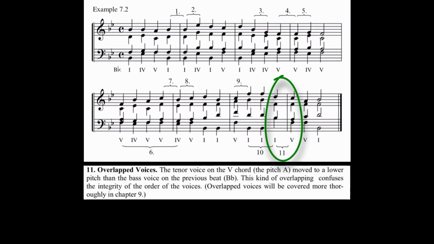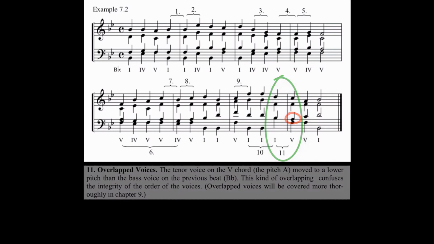11. Overlapped voices. The tenor voice on the 5 chord, the pitch A, moved to a lower pitch than the bass voice on the previous beat, B flat. And this kind of overlapping confuses the integrity of the order of the voices. So, overlapping voices will be covered a little more thoroughly in Chapter 9.